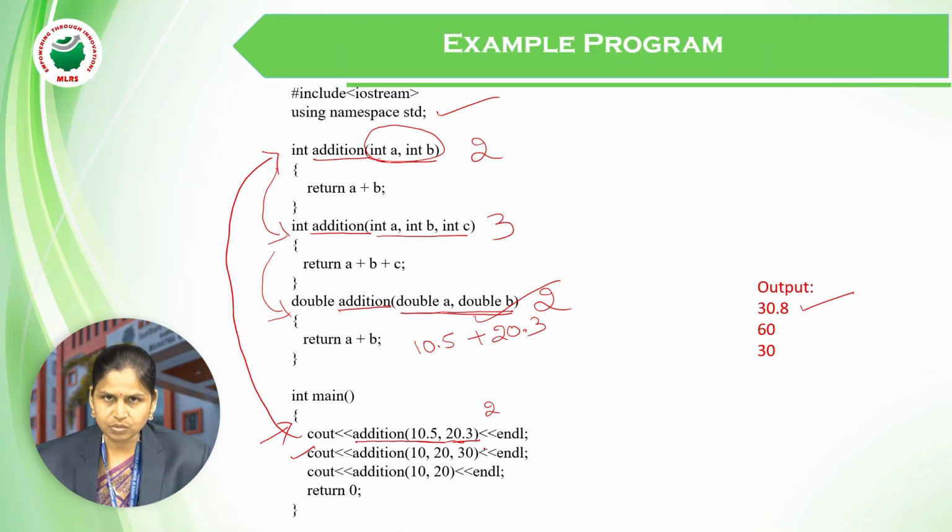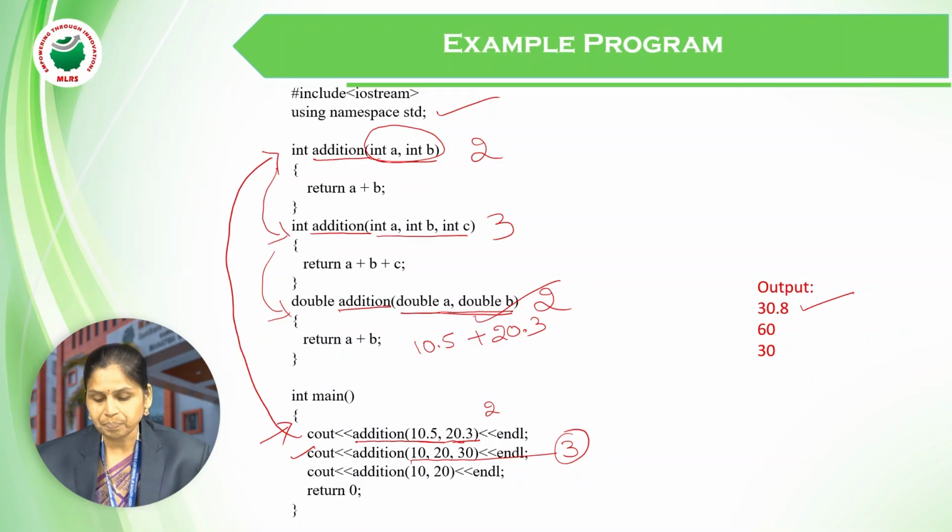Again, the same procedure is followed by the compiler. First, it goes to the first function definition and verifies the function name. If it is the same, then it verifies the number of parameters. How many parameters are we passing? 3 parameters. But the first function contains only 2 parameters. The number of parameters is not matched. Then the compiler goes to the second function. Here the function name is addition and the number of parameters is 3. Here also we are passing 3 parameters. Then the number of parameters is matched.